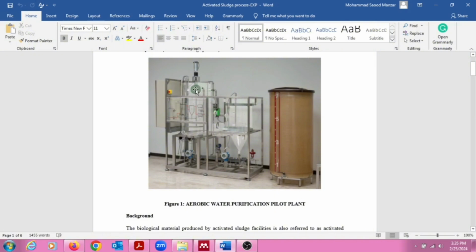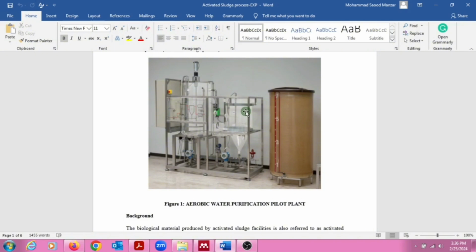The process liquid is sent to the secondary sedimentation tank through an overflow. So the water overflows from here to the secondary clarifier, and the sludge at the settler bottom is recycled by a recycle pump. That is why we say that a portion of the sludge is being sent back to the aeration tank, or reactor tank.